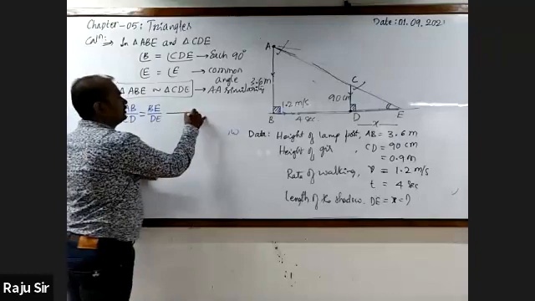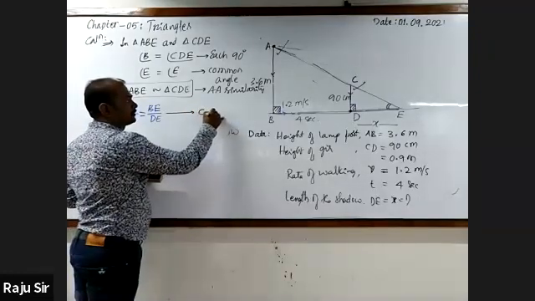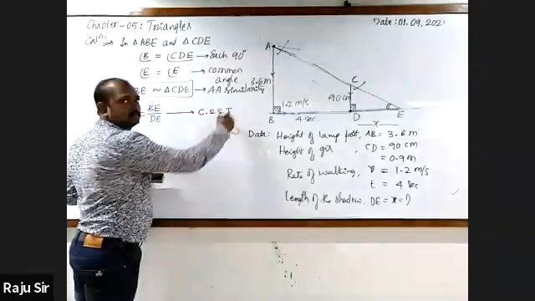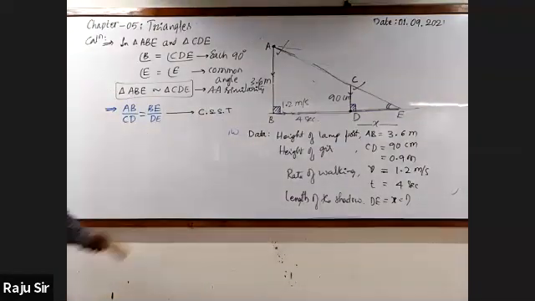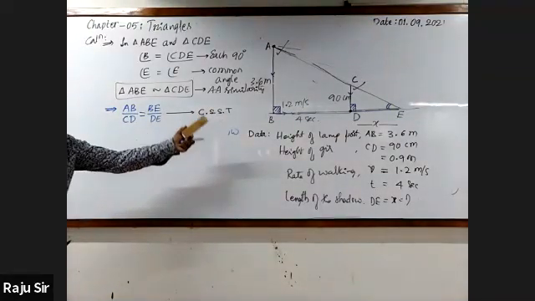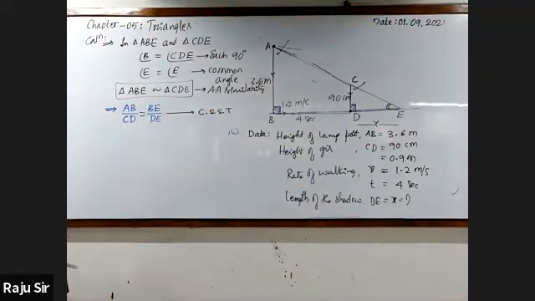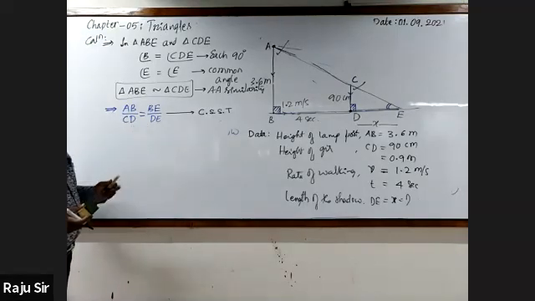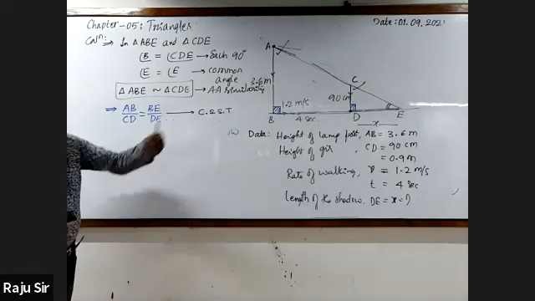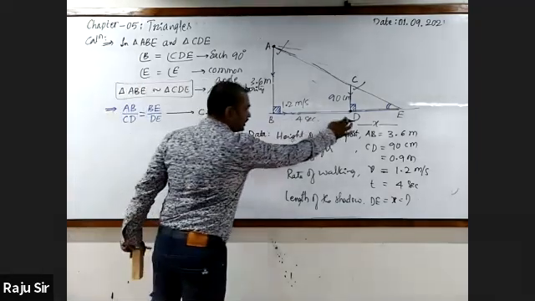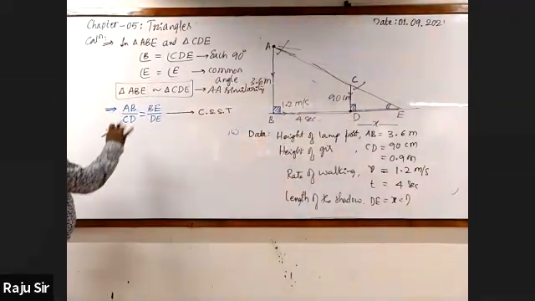Okay. Reason: CSST, corresponding sides of similar triangles. We know the length of AB, but BD we need to know. For that, we should have calculated BD earlier. Okay, it should come here.